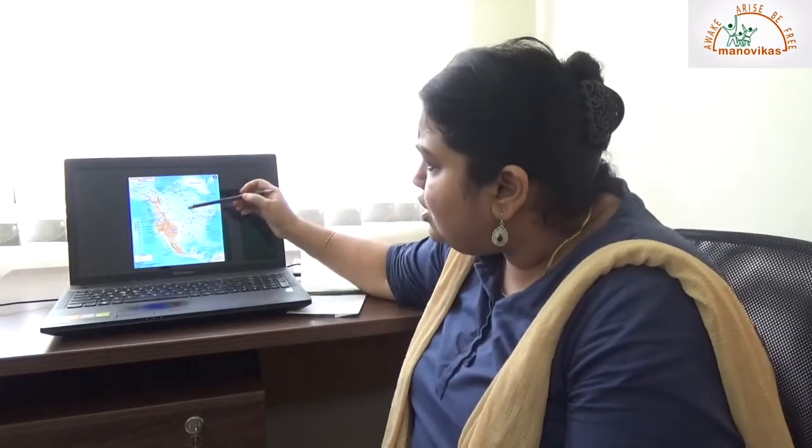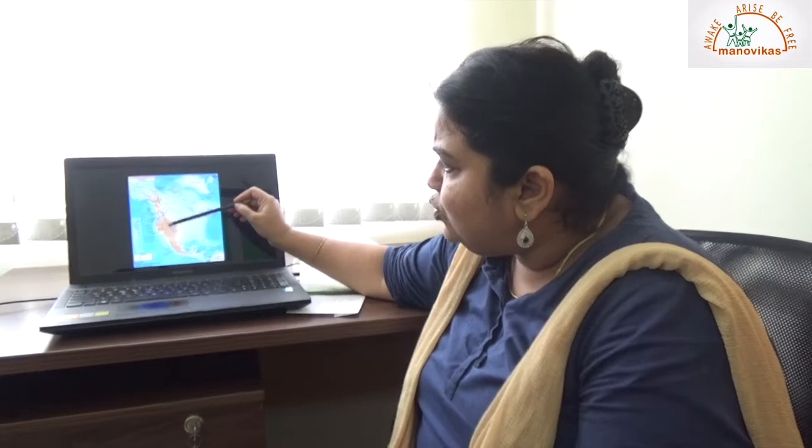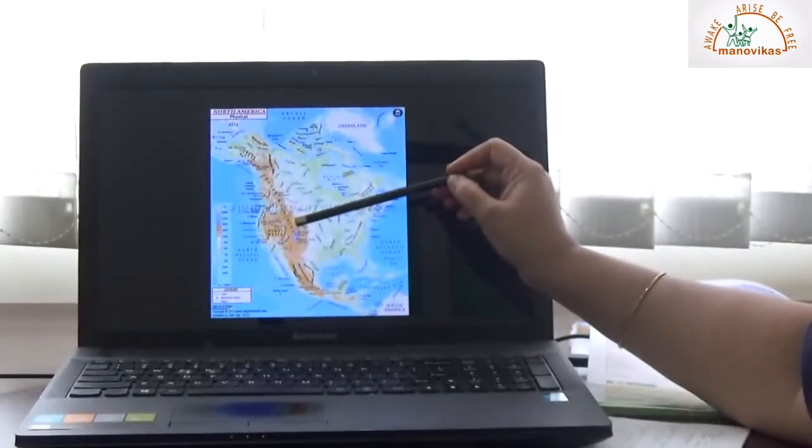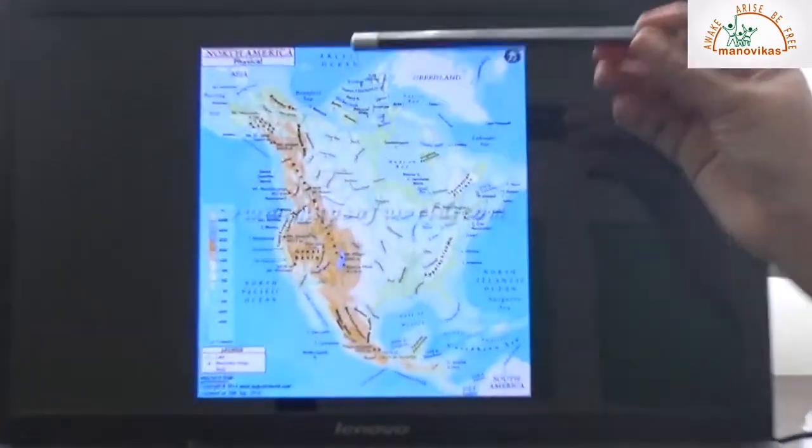Now how is a hot spring different from a geyser? When you have this underground water table coming out in the form of a fountain, then it is known as a geyser. Okay, so we have Yellowstone National Park here, where you have the Old Faithful geyser, which is again in the form of a fountain.